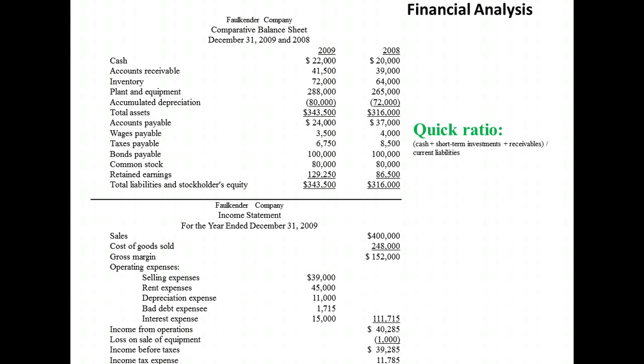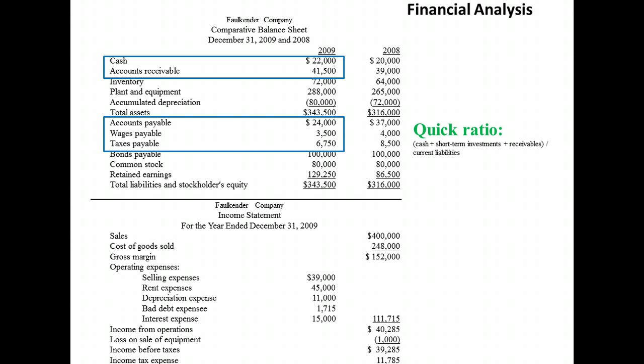So now that we know a little bit about the formula, there's the cash and receivables. Note there's no short-term investments in this company. And then we divide it by our current liabilities. In this case, accounts payable, money owed to customers, wages payable, money owed to our employees, and then obviously taxes. Taxes are due within a year. So those are your three current liabilities. So when we calculate that, we get a ratio of 1.85.